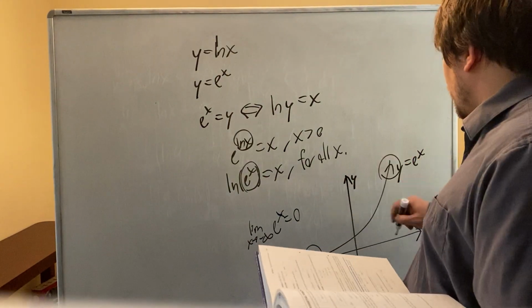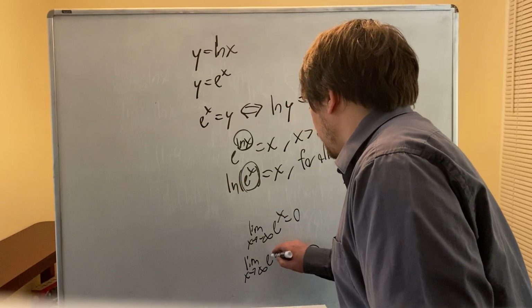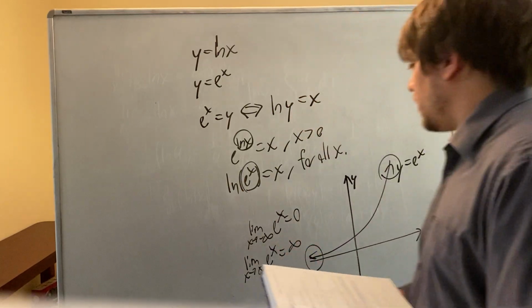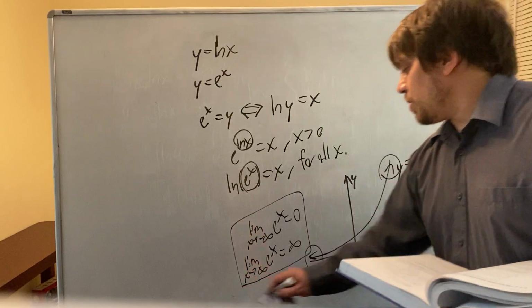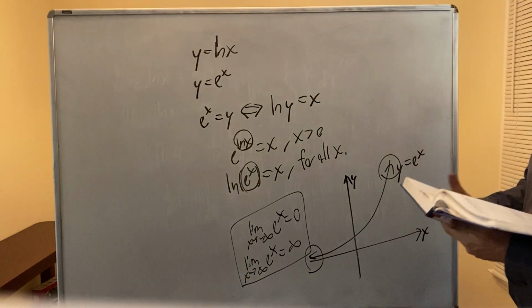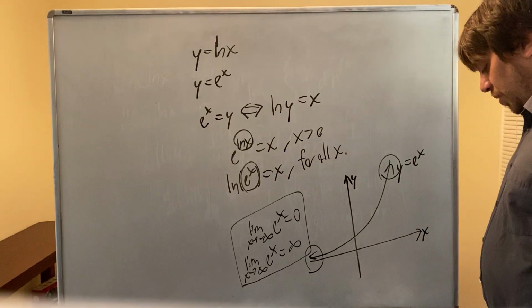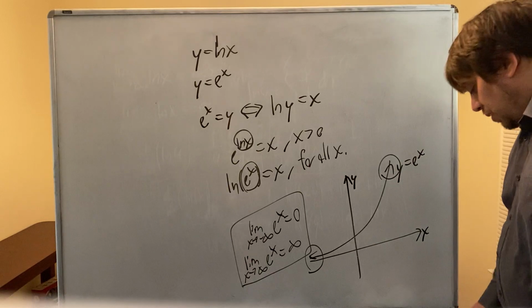And this arrow going up illustrates how the limit as x approaches infinity of e to the x is plus infinity. And so these two limits are illustrated by the direction of the arrows in that graph. What's happening as x goes to plus infinity, what happens when x goes to minus infinity. Okay?